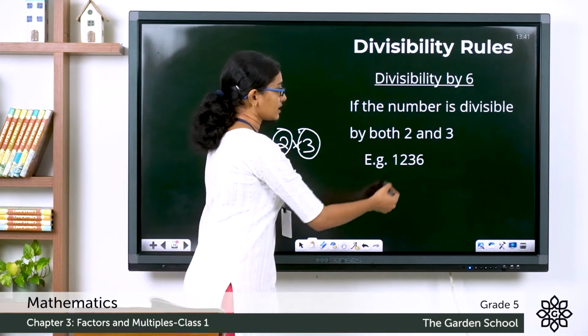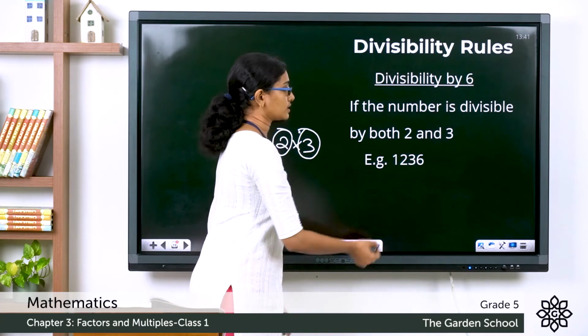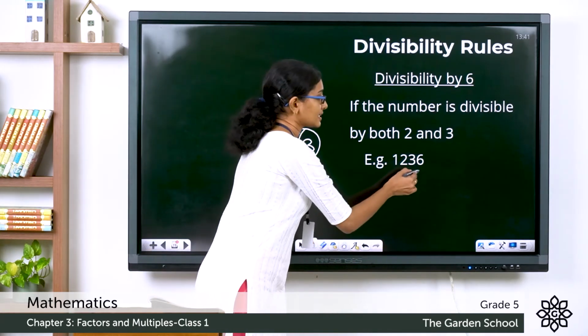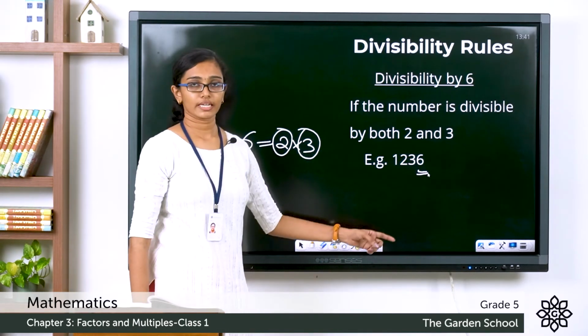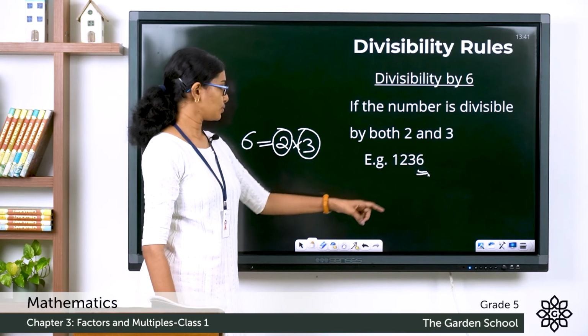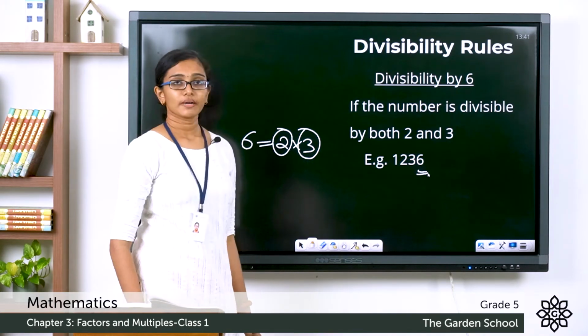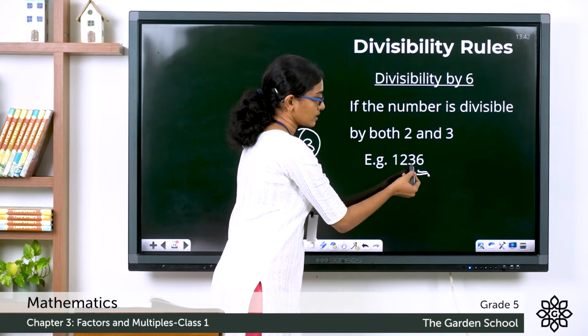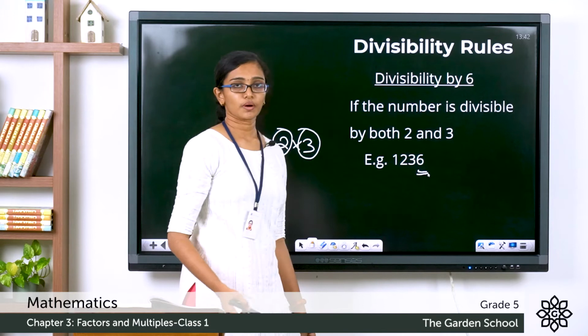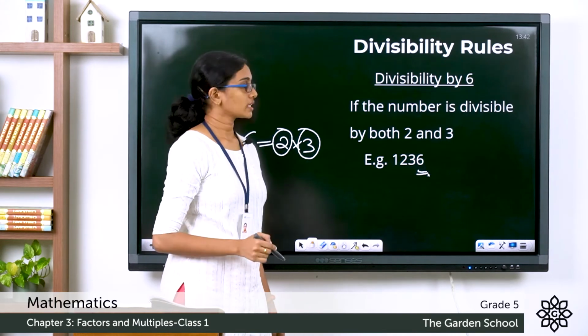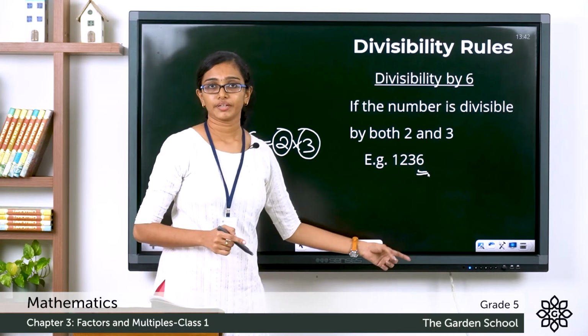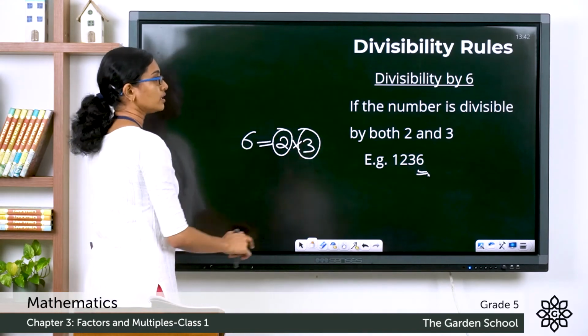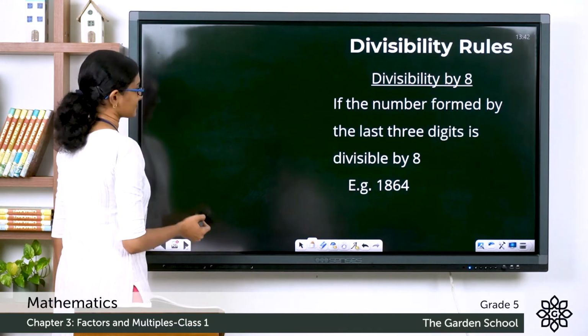Now, in this example, 1, 2, 3, 6. Is it divisible by 2? Yes, it ends in 6, which is an even number. So, it's divisible by 2. Now, what about the divisibility by 3? Let's take the sum of the digits. 1 plus 2, 3. 3 plus 3, 6. 6 plus 6, 12. So, 12 is a multiple of 3. So, it will be divisible by 3 as well. So, the number will be divisible by 6.